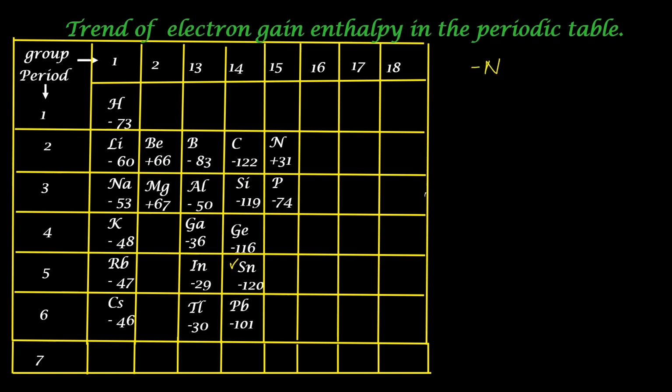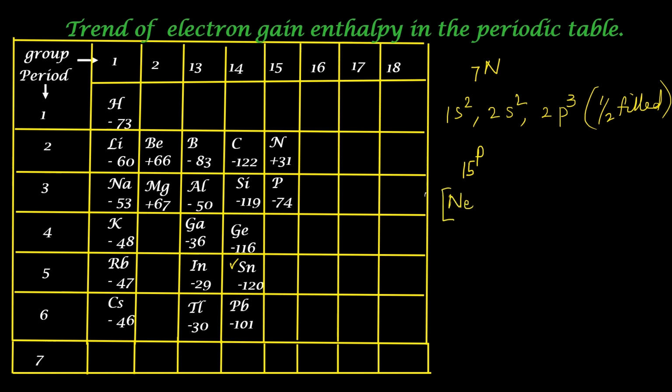Nitrogen, atomic number 7, electron configuration 1s2, 2s2 and 2p3. It has no d subshell. The atomic size of nitrogen is comparatively very small with reference to phosphorus. The 2p subshell, which is the valence shell for nitrogen, is half filled. So it is stable. Phosphorus, atomic number 15, electron configuration neon 10, 3s2, 3p3.